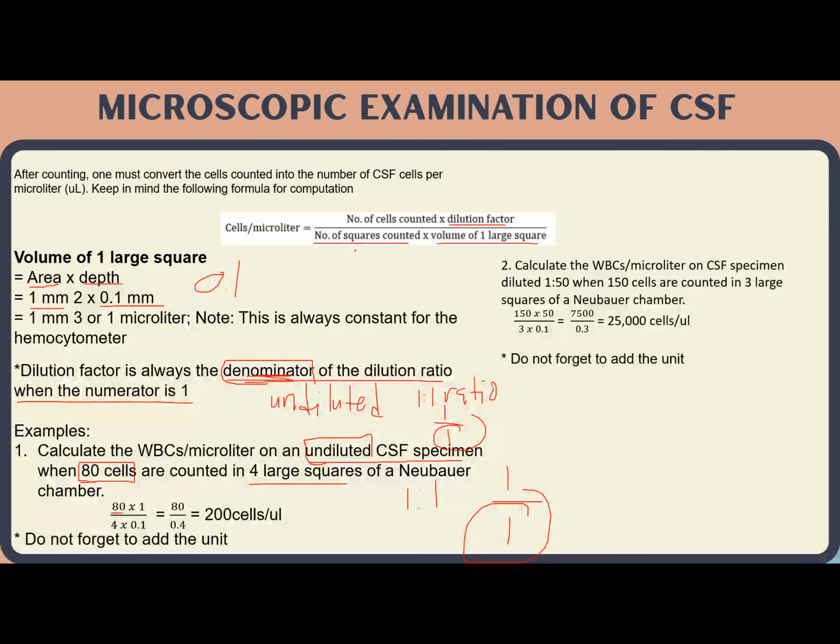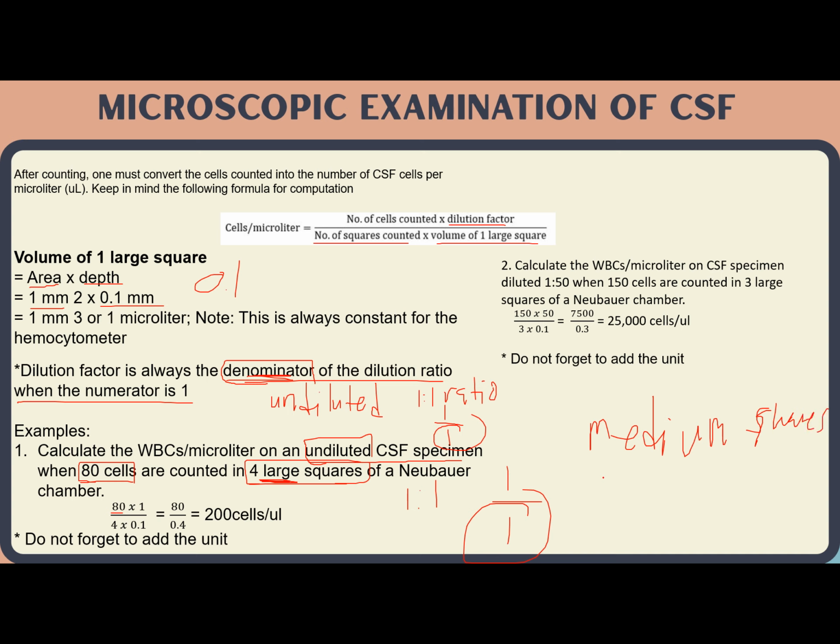Then we continue with the formula. Number of squares counted. So the number of squares counted are 4 large squares, class. Always remember, 4 large, lagging large. It's always the large squares that we would use. Sir, what if naman ang given is medium square? So you just have to convert the medium squares for the WBC.